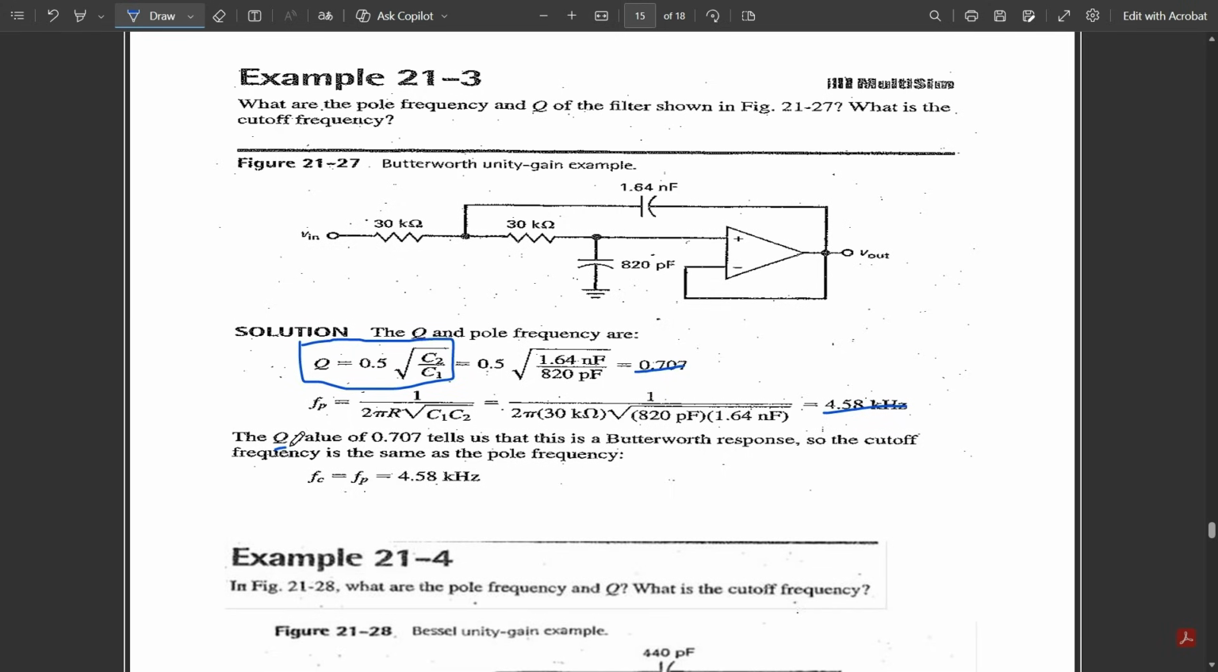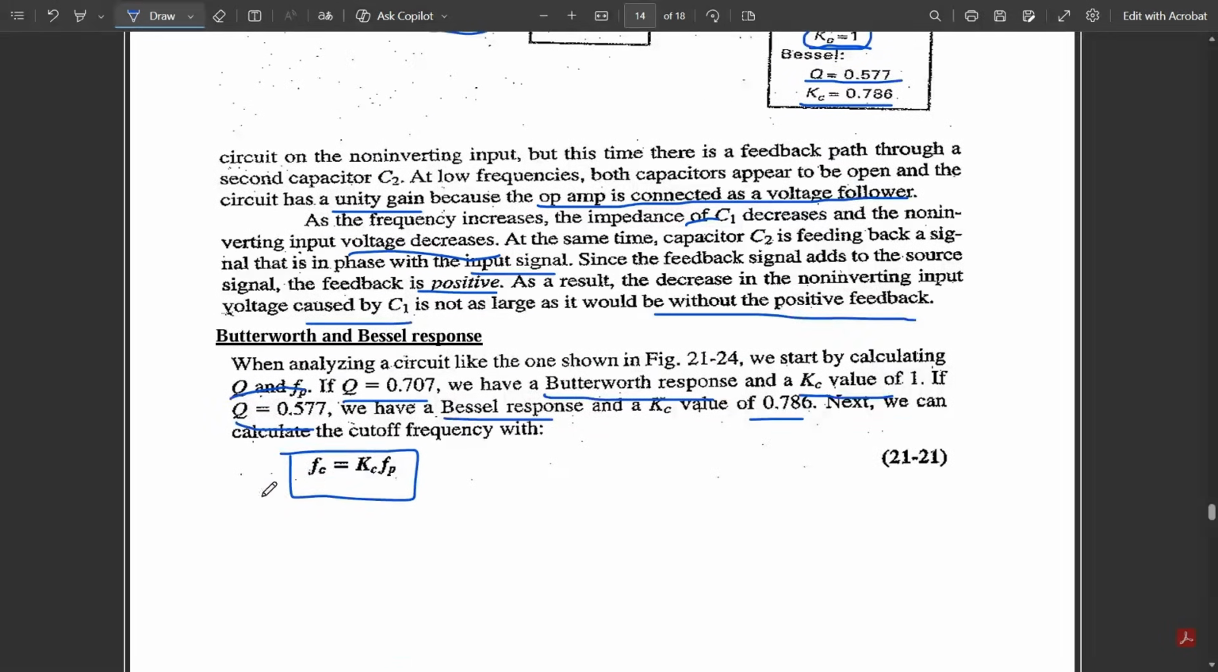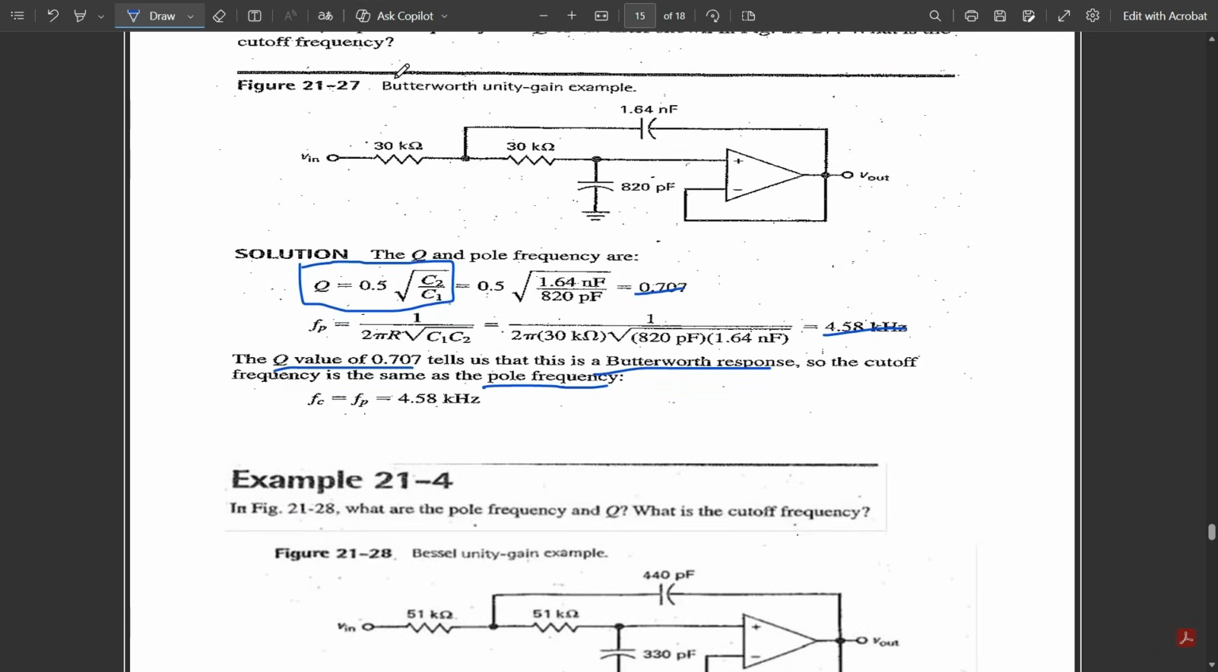Since the value of Q is 0.707, it tells us that this is a Butterworth response. So the cutoff frequency is the same as the pole frequency. Why? Because for the Butterworth response, the Butterworth coefficient value is equal to 1. We know the formula for cutoff frequency, that is Fc is equal to Kc into Fp. Here we have identified that it is a Butterworth filter, so if you substitute, Fc is equal to Kc into Fp, and Kc is equal to 1. So automatically Fc would be equal to Fp. Whatever pole frequency we get for a Butterworth filter would be the same answer for the cutoff frequency as well. That's why the cutoff frequency in this case is also equal to 4.58 kilohertz.